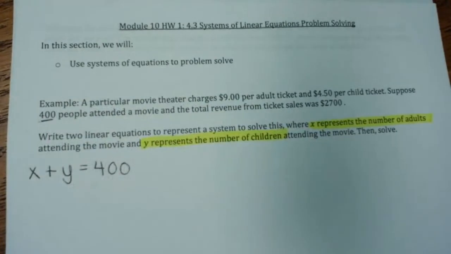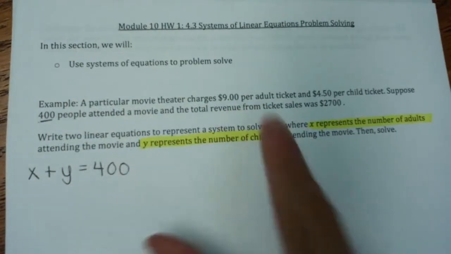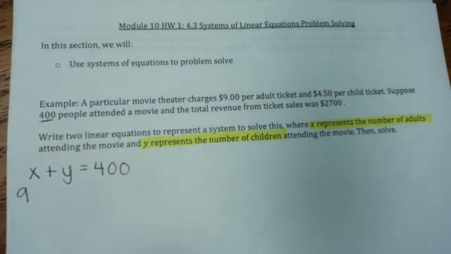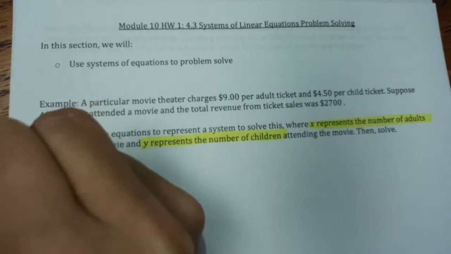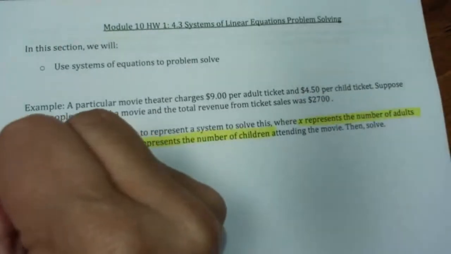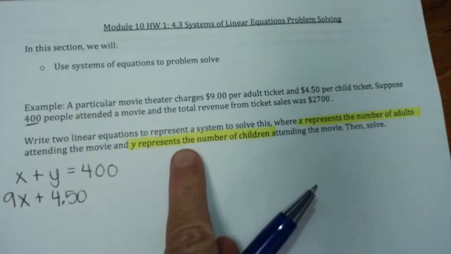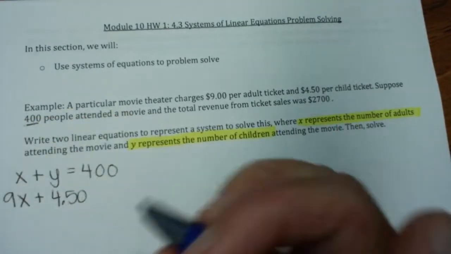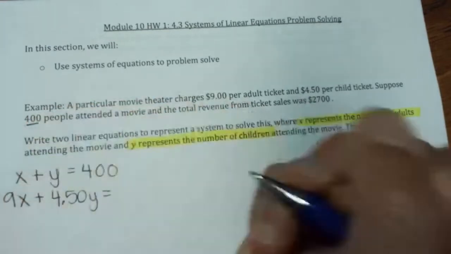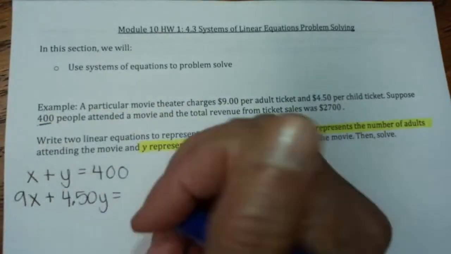That's one equation. Okay, then it says $9 per adult ticket. So $9 times however many adults there are, so that will be x, plus $4.50 per child, so $4.50 times however many children attend the movie. That will be y. So total, all the ticket prices will give us $2,700.